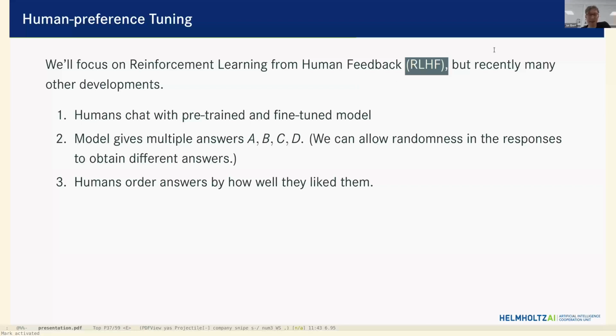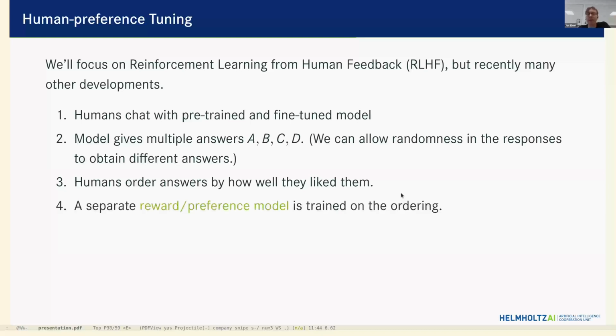These techniques are also still being developed. So of course, improvements are coming along. The way this works is that a human chats with a pre-trained and fine-tuned model, so what we already achieved after all our training steps. Then the model gives this human multiple answers, for example, A, B, C, and D, 4 different answers. And then the human orders these answers by how well they like them. For example, maybe they liked A better than B, and B better than C, and C better than D.